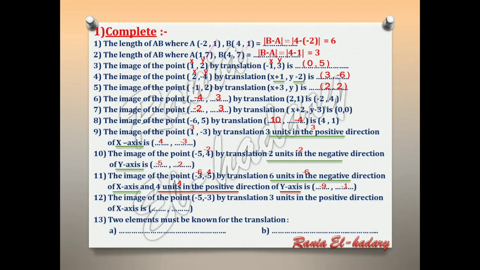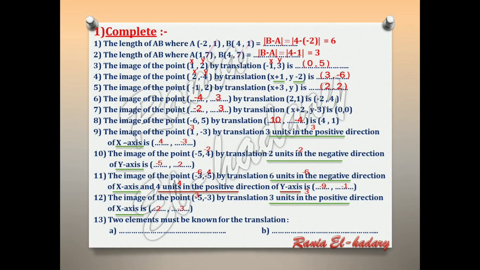Number 12, the image of the point negative 5, negative 3 by translation 3 units in the positive direction of x-axis. We have the point negative 5 and the negative 3. Translation equal 3. Positive or negative? Yes, positive. So we have number 3 in x-axis. Write 3 above number 5. 3 minus 5 equal negative 2. Negative 3 in y, still negative 3.